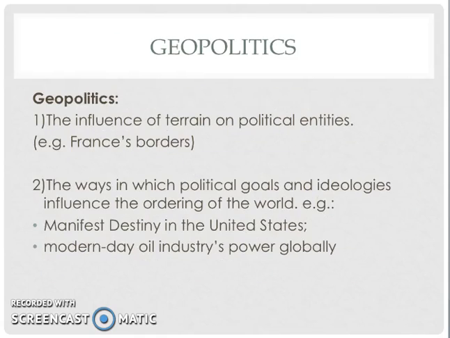Along these lines, geopolitics we can understand as the influence of terrain on political entities, such as France's borders, not just the ocean to the west and north, but the mountains to the south and east. But more aptly here, we can understand geopolitics as the ways in which political goals and ideologies influence the ordering of the world. A prime example is Manifest Destiny in the 19th century US, and also the modern-day oil industry's power globally. This maps out influencing many different governments, consumer purchasing habits, and environmental conservation blockages.